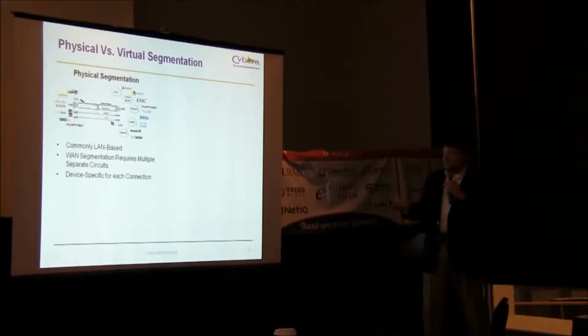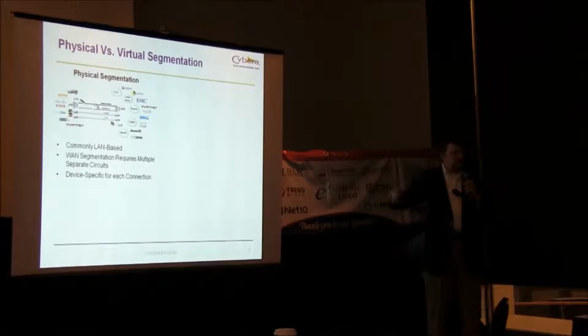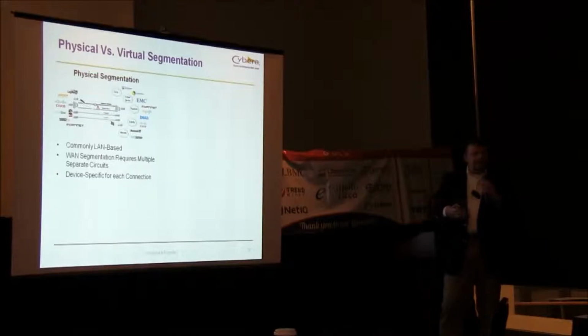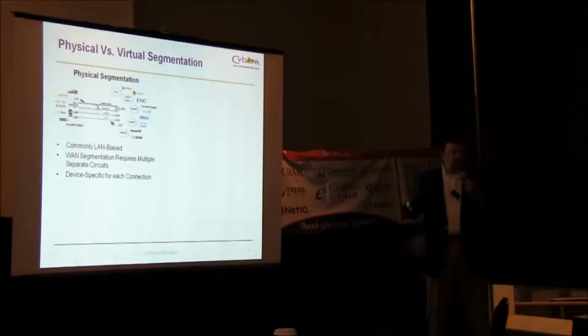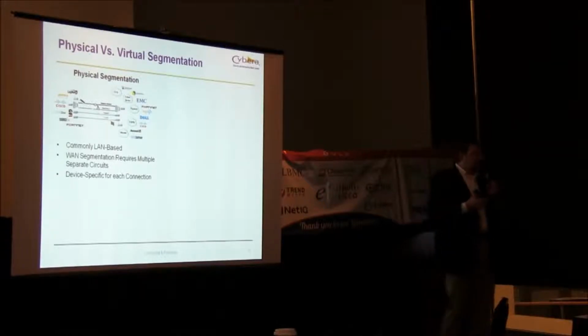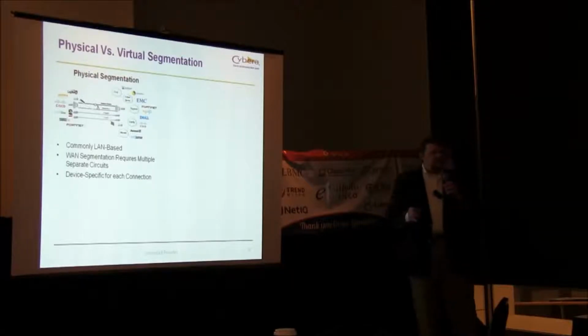Device specific for each connection. So now you have to add discrete devices for every one, so you're exponentially increasing the complexity and the capital and the time and the labor that you have to do. And if you're dealing with a lot of distributed endpoints, then that really becomes an even more complex issue, because typically a lot of people with a lot of distributed endpoints don't have technical resources out at all those local endpoints.